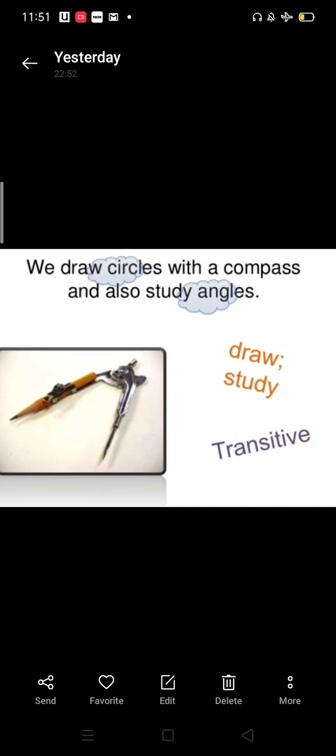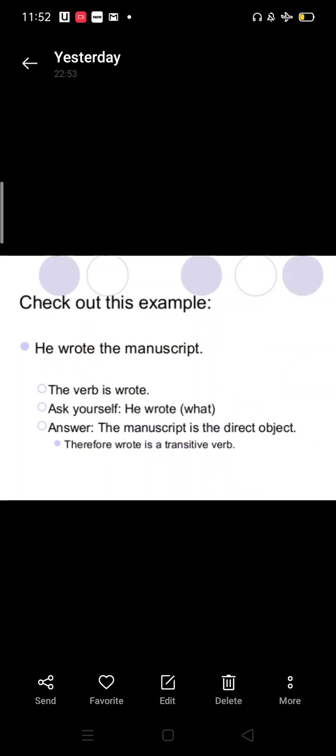So let us learn with some more examples. We draw circles with the compass and also study angles. Here the verbs are draw and study. We draw what? Circles. And we study what? Angles. So it is a transitive verb. He wrote the manuscript. Here the verb is wrote. Ask yourself, he wrote what? The manuscript, so it is transitive.